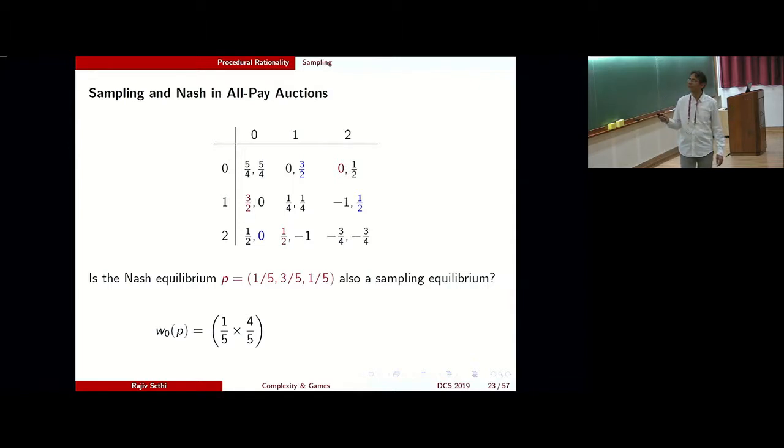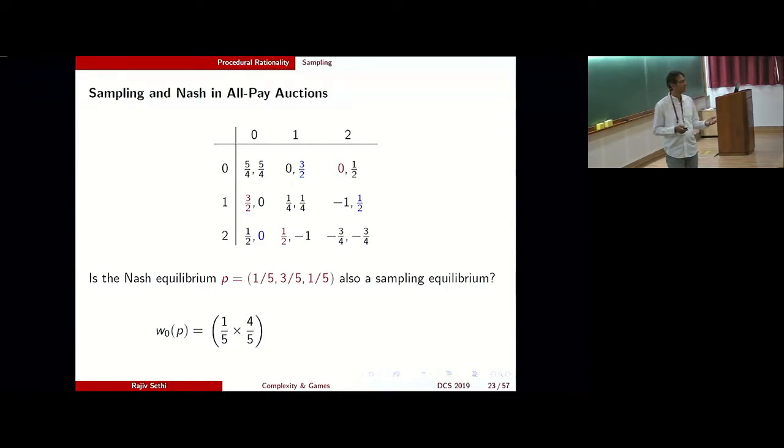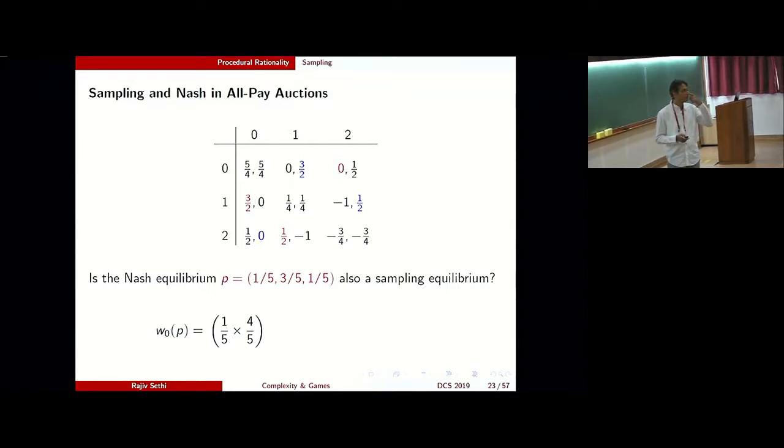Second event, the probability that I get 0 when I sample 0 is what? No, it is 4/5, right? It's 4/5. My opponent can choose either 1 or 2. Yeah, probability of this is 3/5, probability of this is 1/5. Right? So with probability 4/5, I'll get 0. With probability 1/5, I'll get 5/4. That 5/4 I've already done.